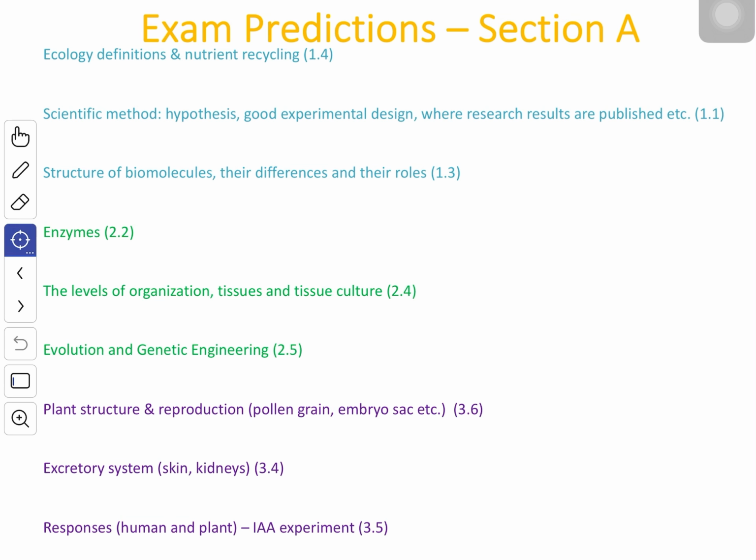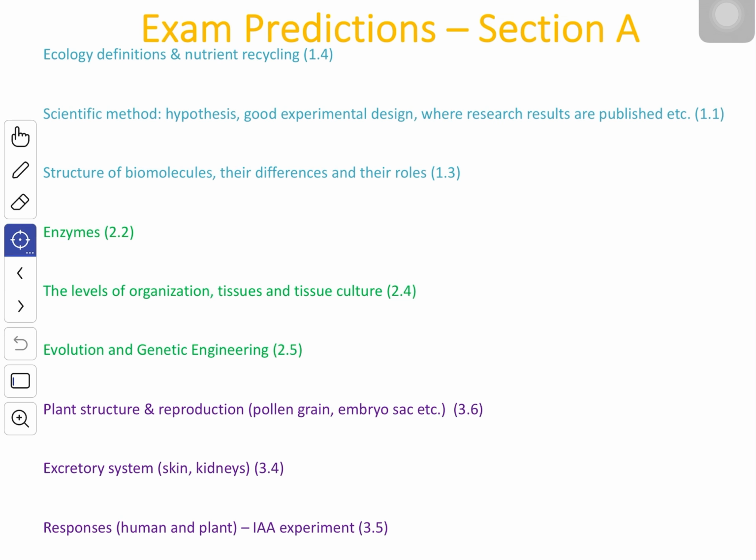So for Section A, again, Unit 1 is food, scientific method and ecology. There's no surprises here as to what can be asked because there's so few topics that are part of Unit 1. But the ecology definitions and nutrient recycling will be something to look at here. The scientific method, so what's a hypothesis, what are the elements of good experimental design, where research results are published, etc. And then food, the structures of the biomolecules, their differences and their roles.